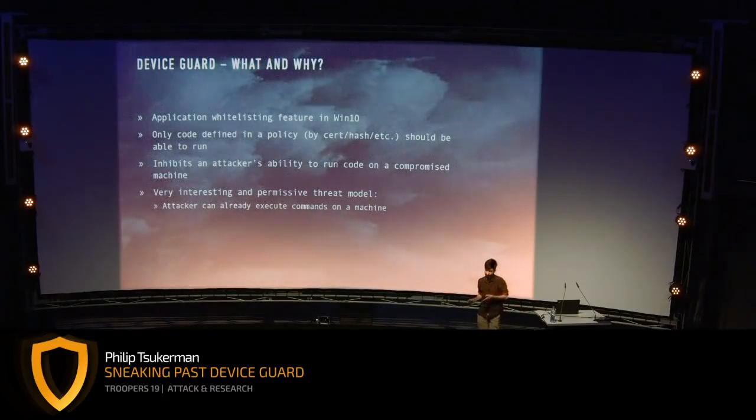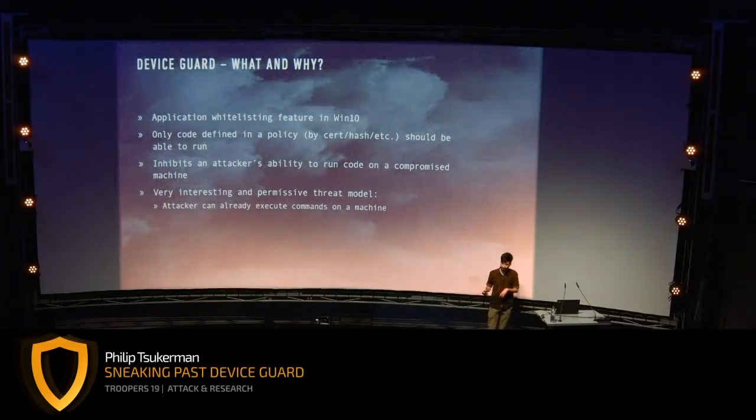So Device Guard is an application whitelisting feature that was introduced in Windows 10, and it's actually the successor of a different feature called AppLocker. Now, what application whitelisting and Device Guard specifically try to prevent is to have an attacker execute arbitrary code on a machine that's already compromised. It does so by basically taking a user- or admin-specified policy that could contain stuff like certificates or hashes, names, etc., and saying, well, if it's not compliant with this policy, this code won't run.